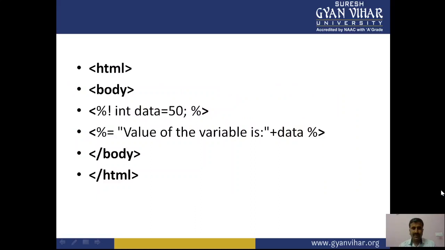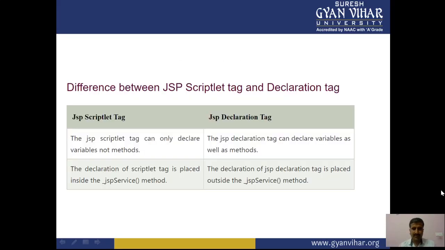For example, int data equals 50. The value of data is 50. So we say that the declaration of a scriptlet tag is placed inside the JSP service method. The JSP service method is also very important.